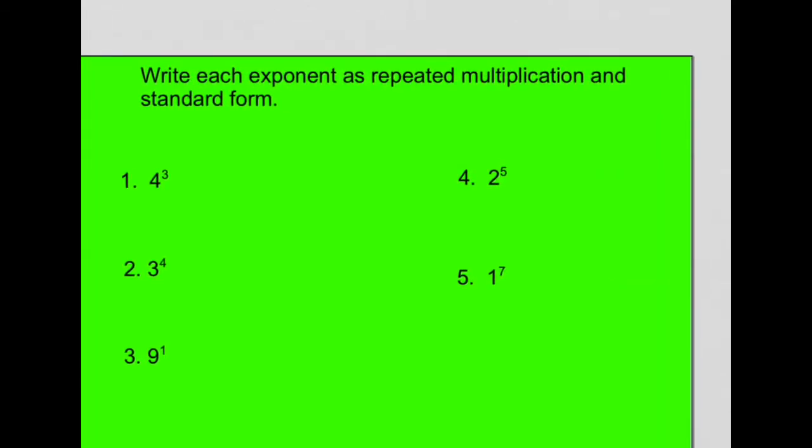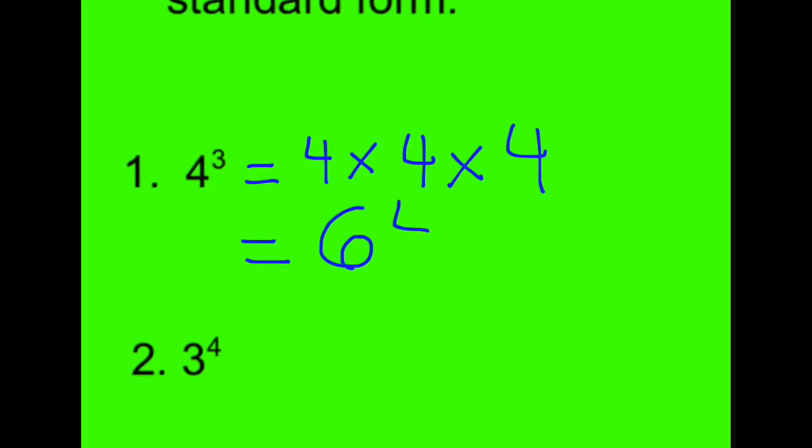This question says, write each exponent as repeated multiplication and standard form. Okay, 4 to the power of 3. As repeated multiplication, that means 4 times 4 times 4. Not adding them, multiplying them. Now 4 times 4 is 16, and 16 times 4 is 64. So the answer to this question would be 64. That's the standard form.